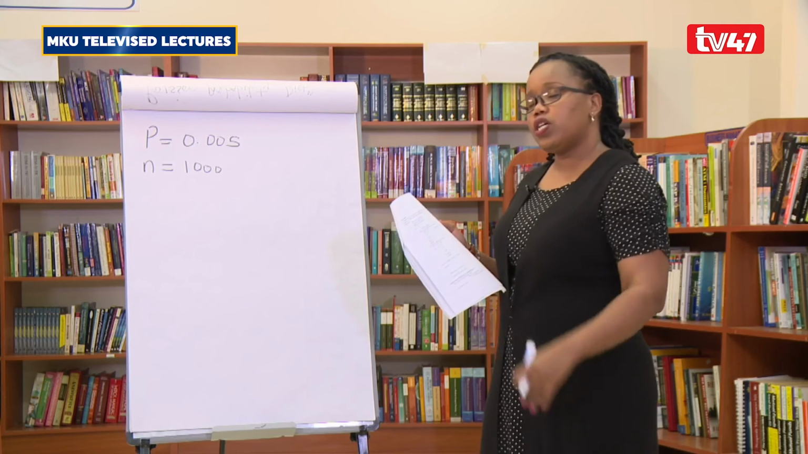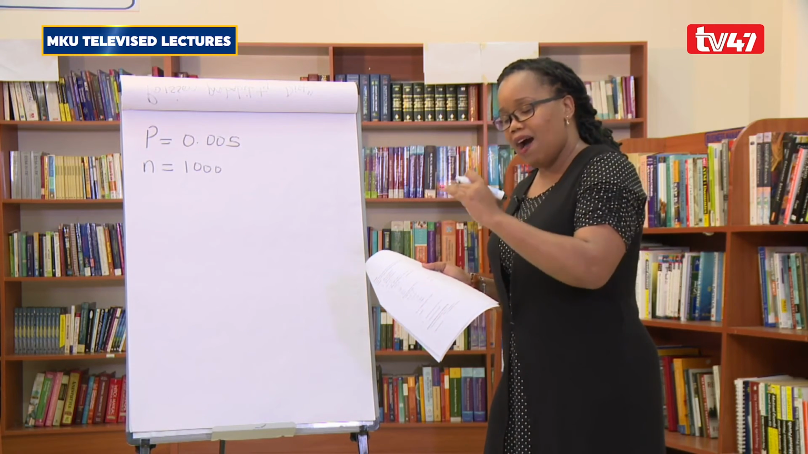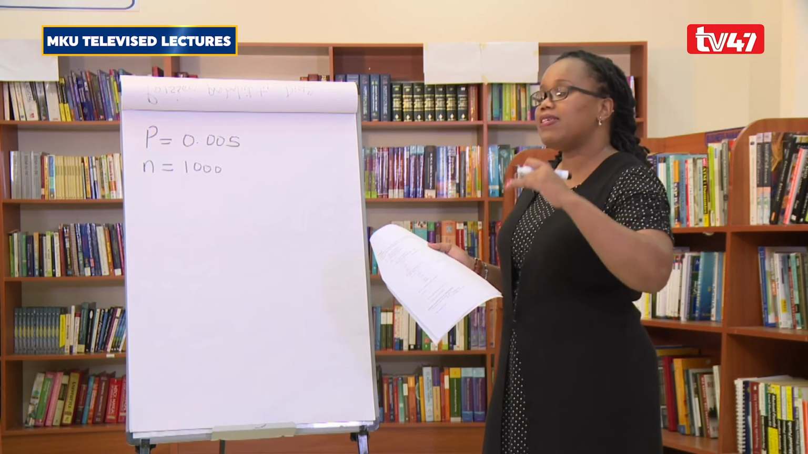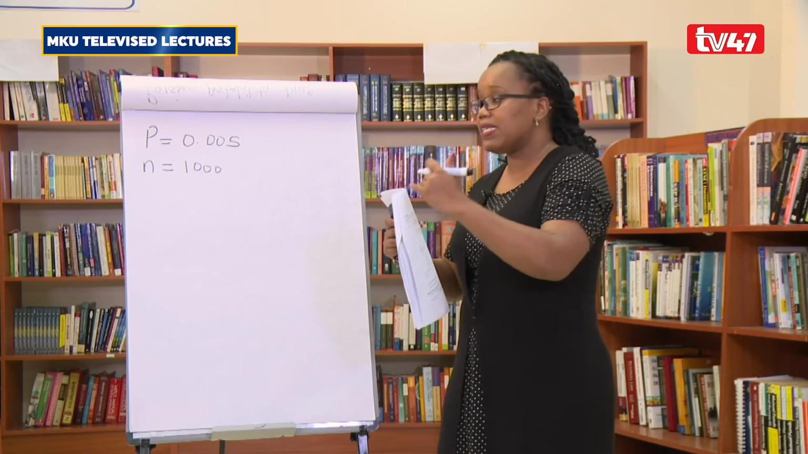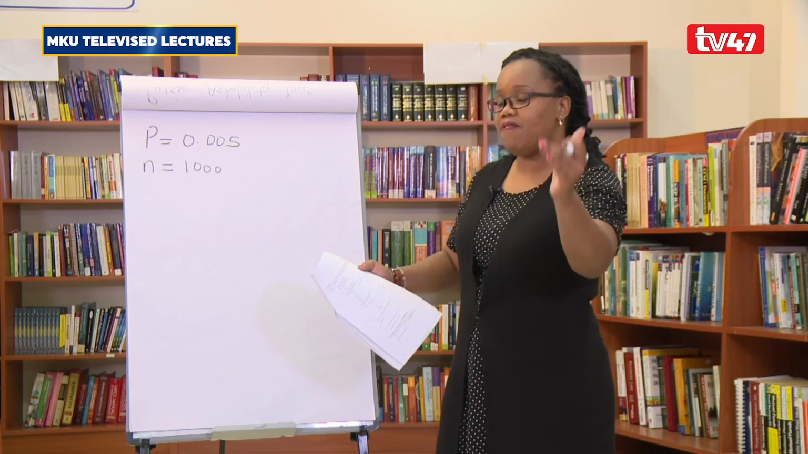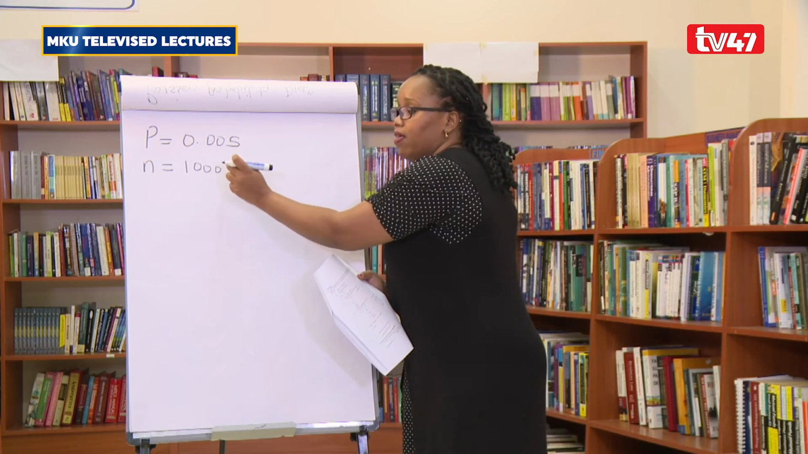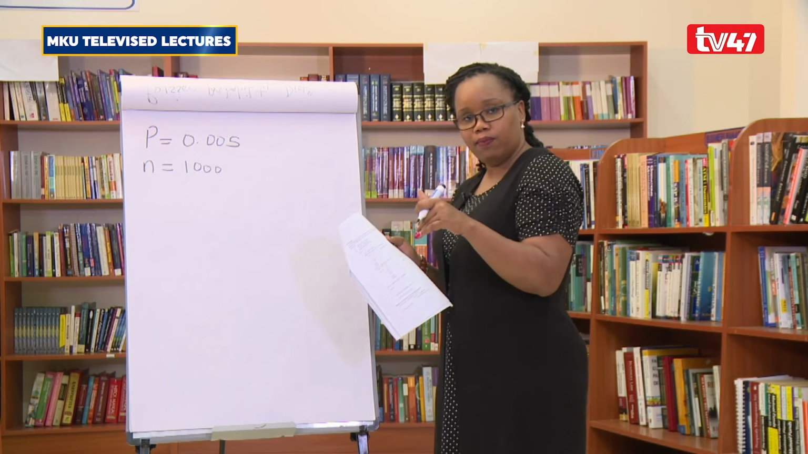How do you differentiate Poisson and binomial? If you look at Poisson, the probabilities are very low, and the sample size is very large. Meaning what? It takes a long period of observation to experience the event. That's why sample size becomes large and probability becomes small.